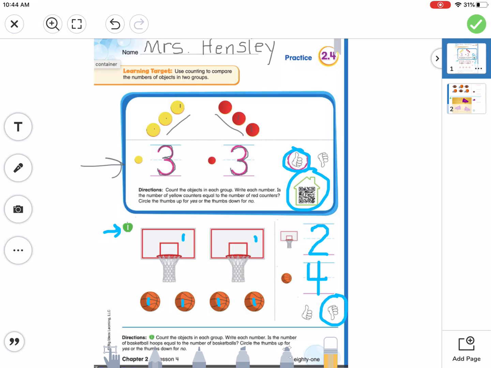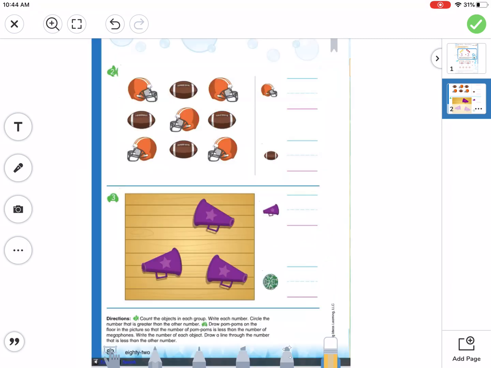Okay, now turn your paper over. We will be working on page 82 now. Okay, the directions for number 2 fish. We're looking at number 2 fish right here. It says, count the objects in each group. Write each number. Circle the number that is greater than the other number.